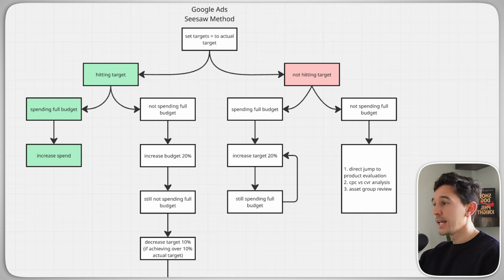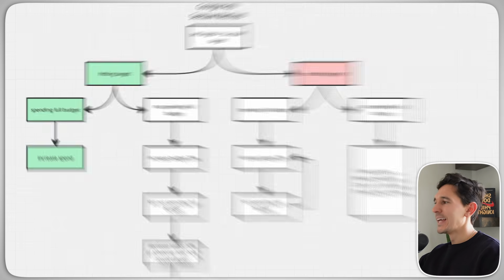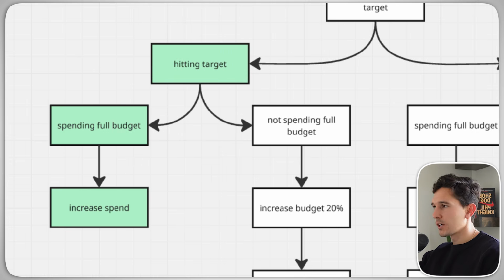First, we could either be hitting the target, or second, we could not be hitting the target. Let's go through the scenario of hitting the target. If you are hitting your target, this then could break down into two different buckets. You could either be spending your budget in full every single day, or not spending your budget in full.